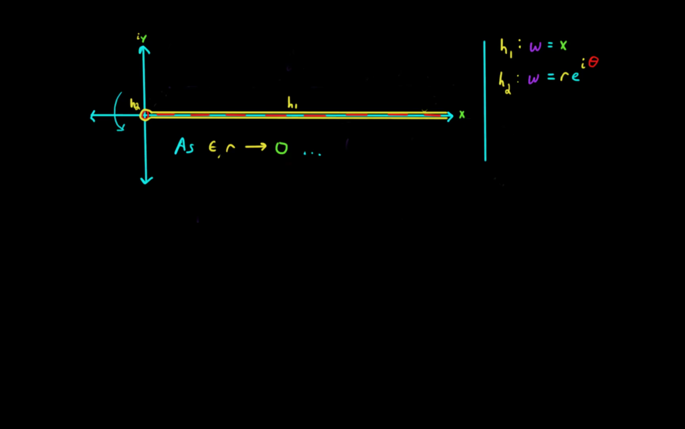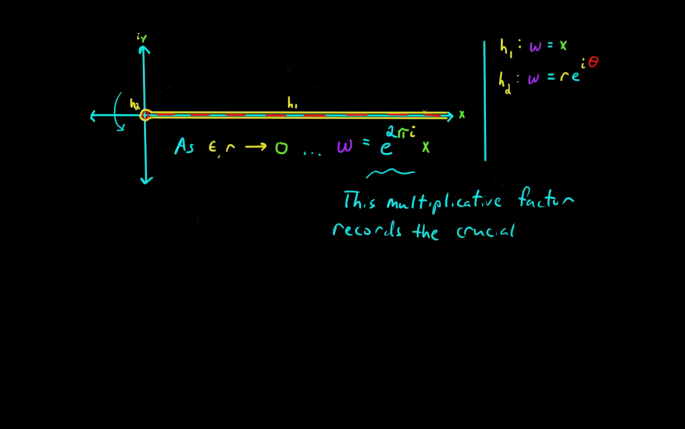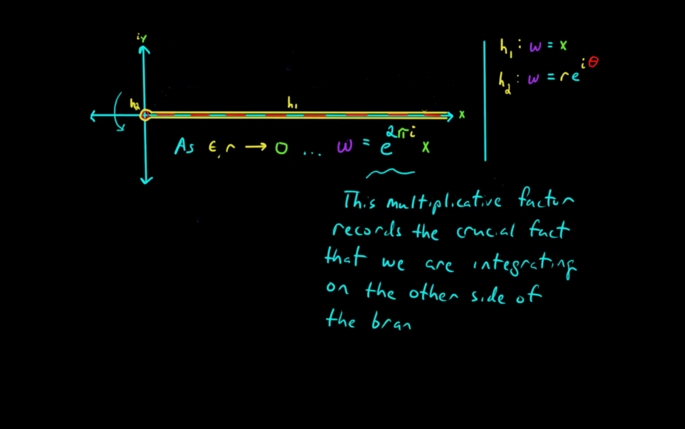And finally, on the outward limb of this limit contour that goes along the x-axis from below, infinitely close to the x-axis from below, the points on that piece of the contour will be parametrized by the equation w equals e to the 2 pi I times x. Now, why do I have that e to the 2 pi I factor there? This is crucially important. This multiplicative factor records the fact that when we went around h2, we went all the way around the origin. So these points that are going along the x-axis from below have a different argument than the ones going along the x-axis from above. These are not the exact same points that we started out with on h1. In fact, we are integrating on the other side of the branch cut.